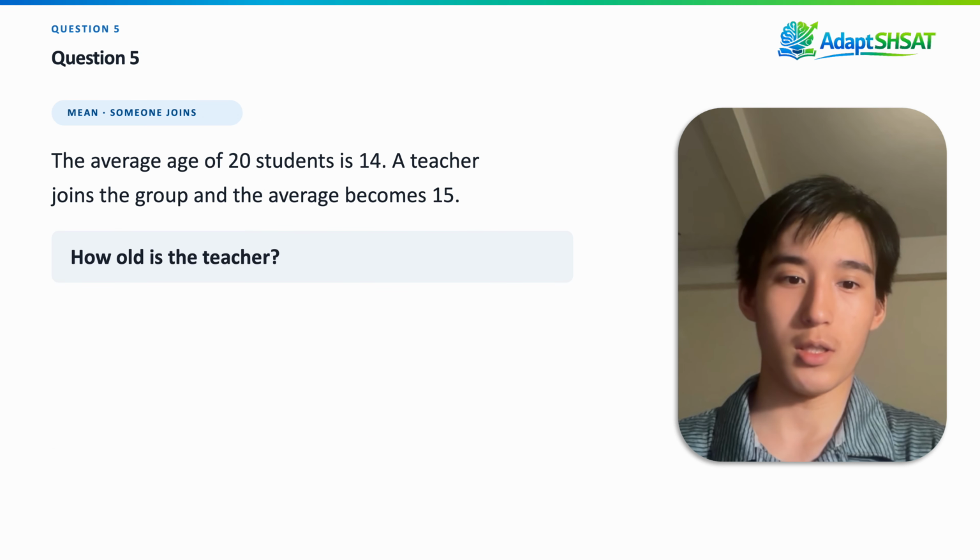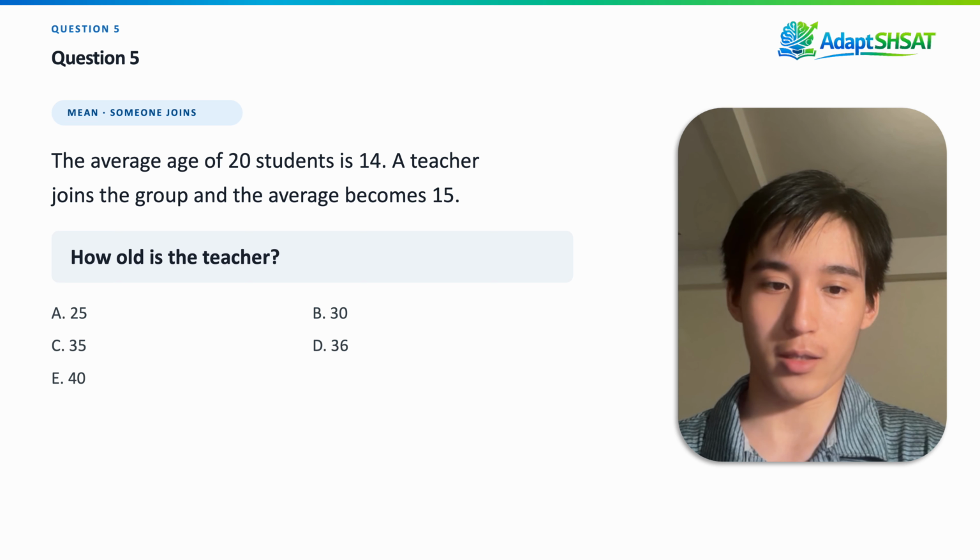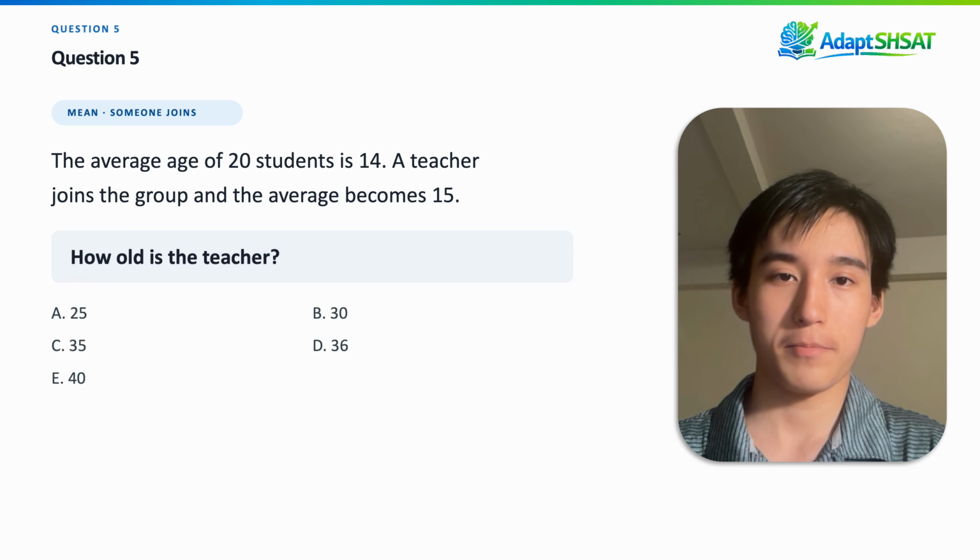Our 5th question is that we have an average age of the 20 students is 14. A teacher walks in and now the average is 15. Now how old is that teacher? Now pause it, and by the way, the answer is not 15, just so you know. Feel free to work it out.